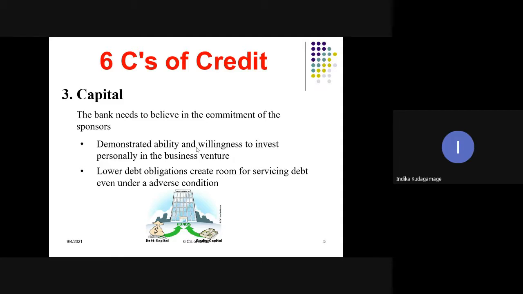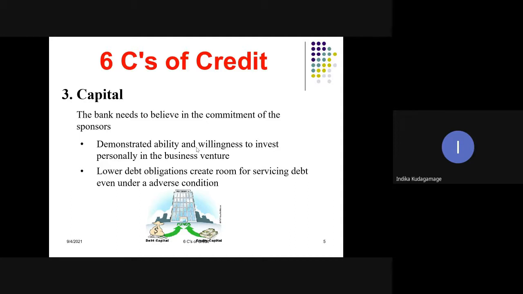So normally we calculate gearing ratio, debt equity ratio when we are looking at capital, how much they have invested. We take debt equity, 60% debt, 40% equity. That is the maximum level we should finance. There is no hard and fast rule, but normally we stick to 60-40 debt equity ratios. Right? It is better if you can have 50% debt, 50% equity, but you can go to 60-40.